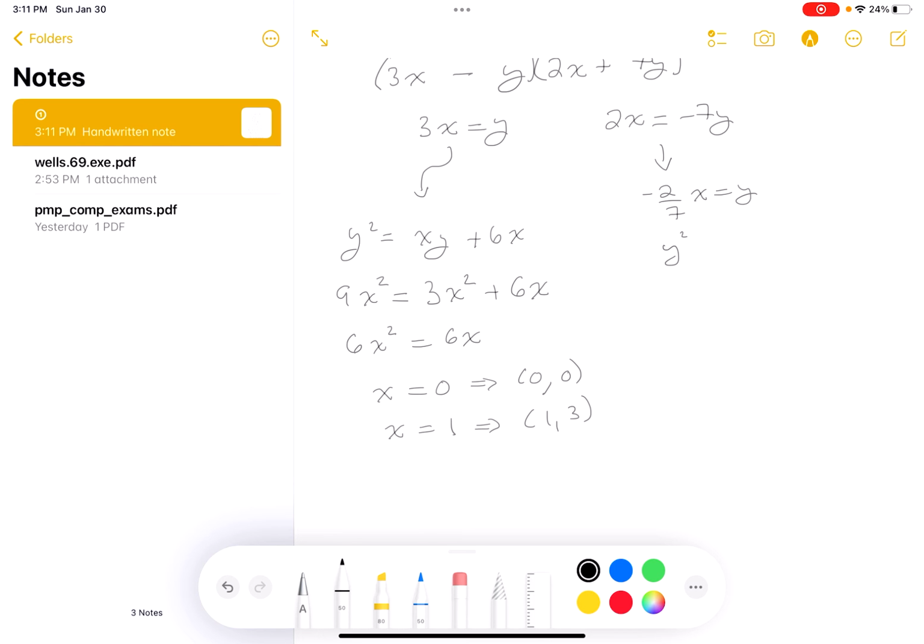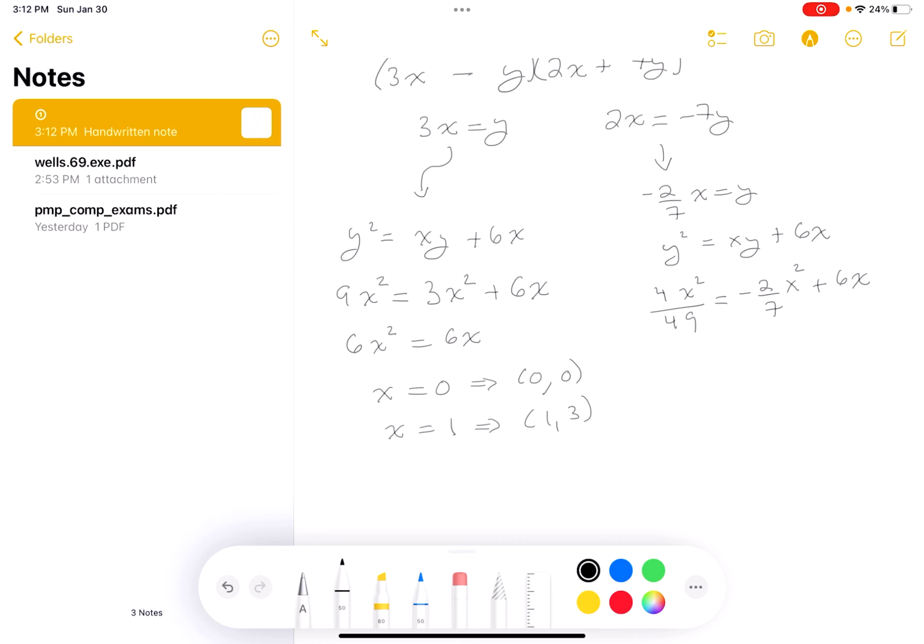So it's y squared equals xy plus 6x. I'm still using that, all right? So what's y squared? It would be 4x squared over 49. That's what y squared is. What do you get over here? You would get minus, let's see, you would get minus 2/7 of an x squared plus 6x. Well, again, x could be 0.